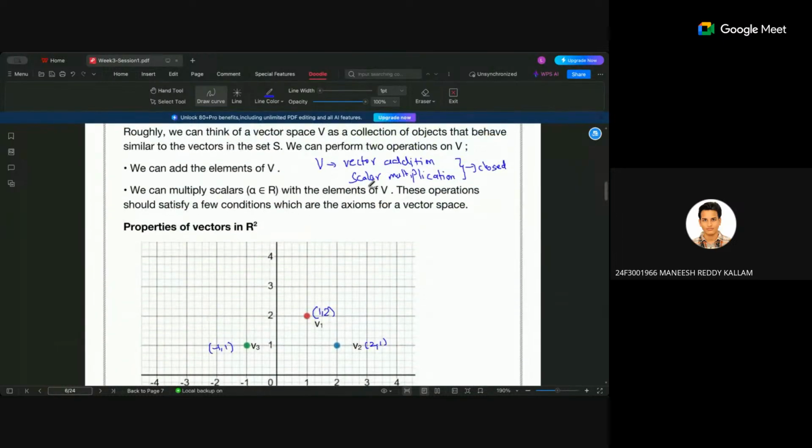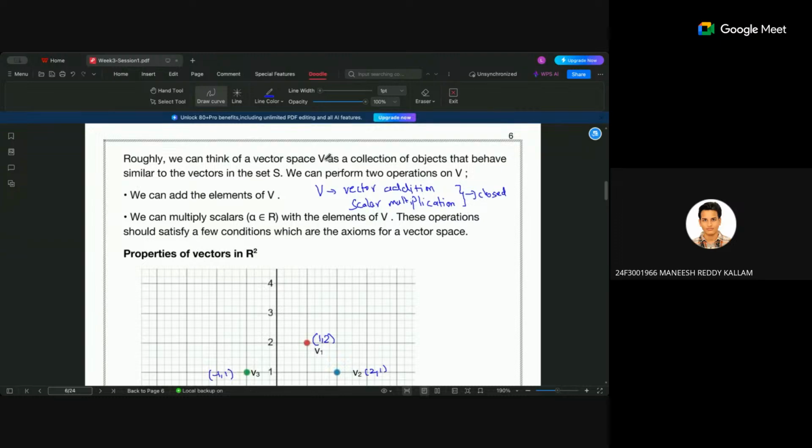So now we take the example V equal to R2. For R2, we have already defined vector addition and scalar multiplication, and both are closed for this set. It means if you add 2 vectors in R2, you will get another vector in R2. And if you do scalar multiplication of a vector, you will still be in R2. So in R2, vector addition and scalar multiplication are closed.